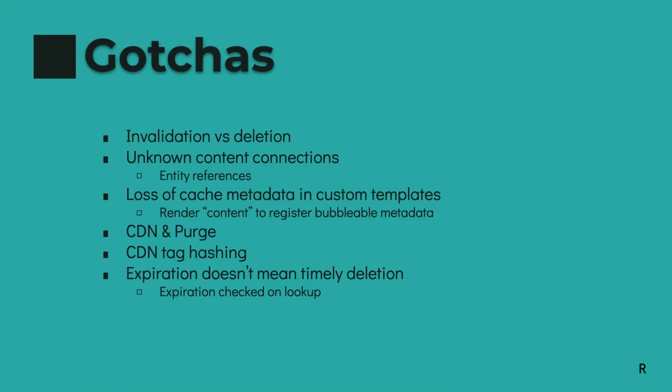So next up, we've got some common gotchas with the cache API, and we are a bit tight on time, so we're going to run through these pretty quickly. But one important concept to understand is we've used different words, invalidation and deletion. They're different words because they mean different things, and it's important to understand that as well.